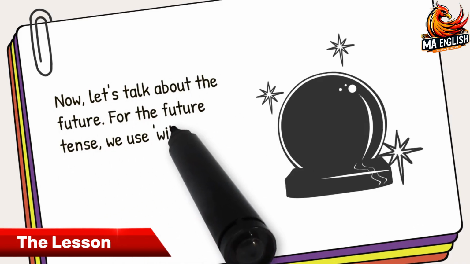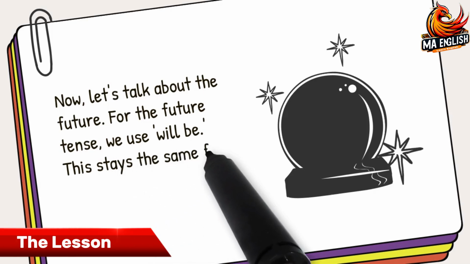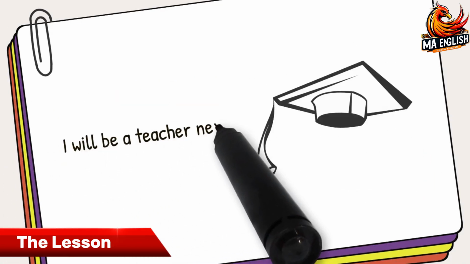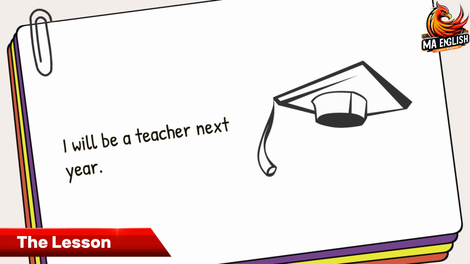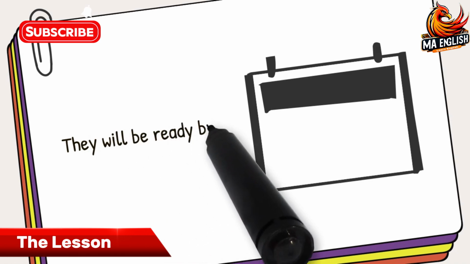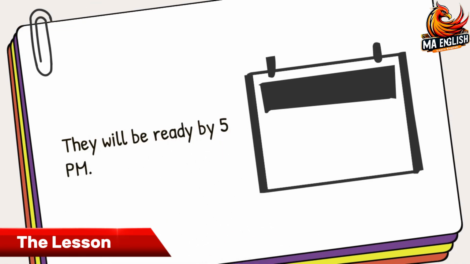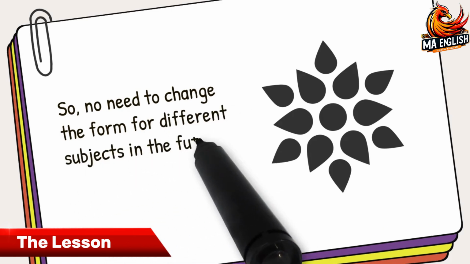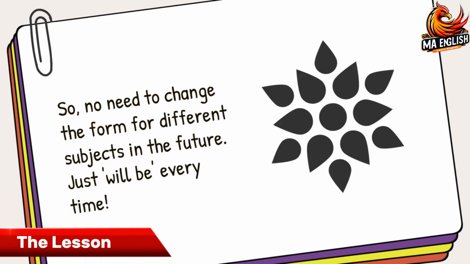For the future tense, we use will be. This stays the same for all subjects. Here are some examples. I will be a teacher next year. She will be here soon. They will be ready by 5 p.m. So, no need to change the form for different subjects in the future. Just will be every time.